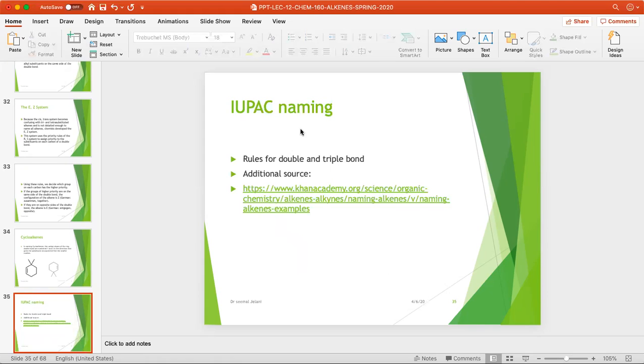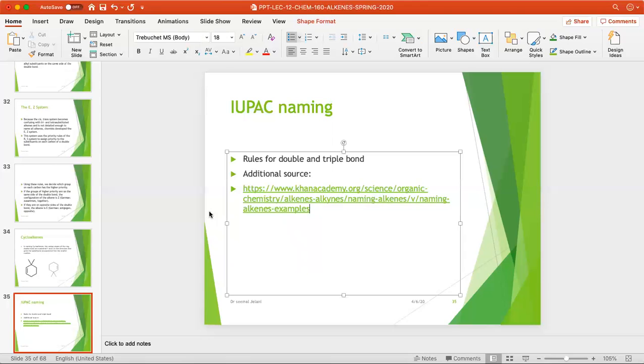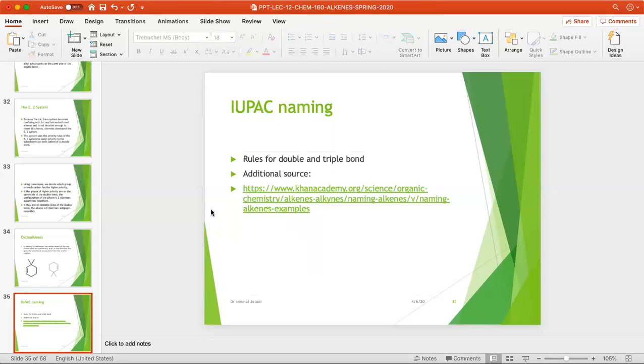Next we go to the IUPAC naming system. Now I'll give you very brief rules for double and triple bonds. What I am saying is for the triple bond also. When I go to the course content on alkynes, I will not explain the IUPAC system again. The biggest thing is that I have given this additional source from Khan Academy. You have to click it, carefully listen to this lesson, and practice yourself.